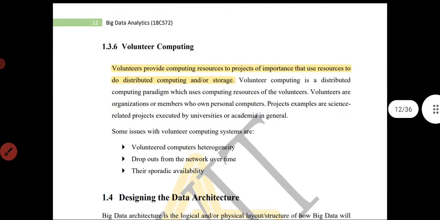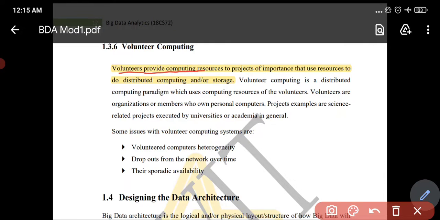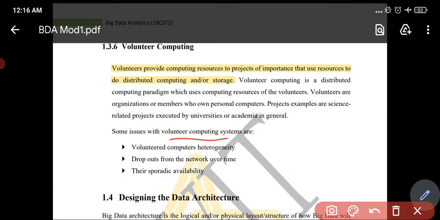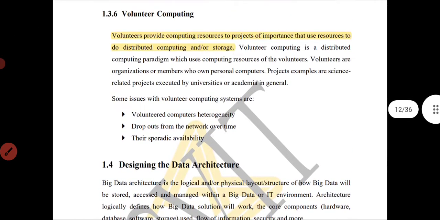And the next one we have is volunteer computing. Here volunteers provide computing services to projects of importance, using their resources to do distributed computing or storage. Say, for example, whenever you need to calculate some value and you don't have enough resources, volunteer computers come to help us. They will give the resources, or do the computing, or provide the storage services. The issues with volunteer computing are heterogeneity, dropouts from the network over time, and sporadic availability. So these are the issues with volunteer computing.